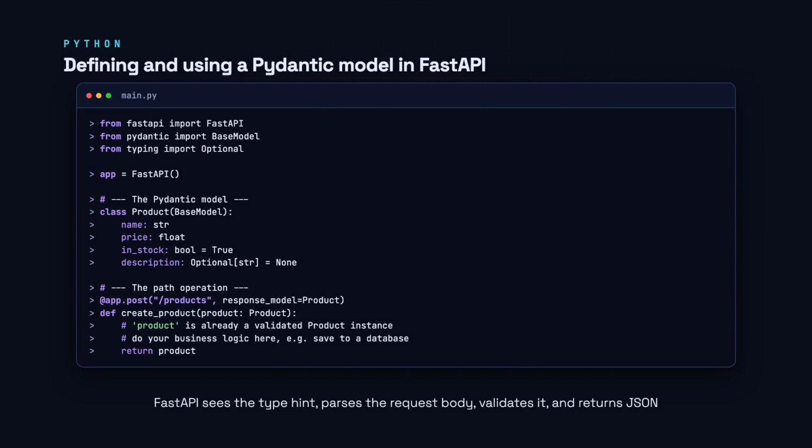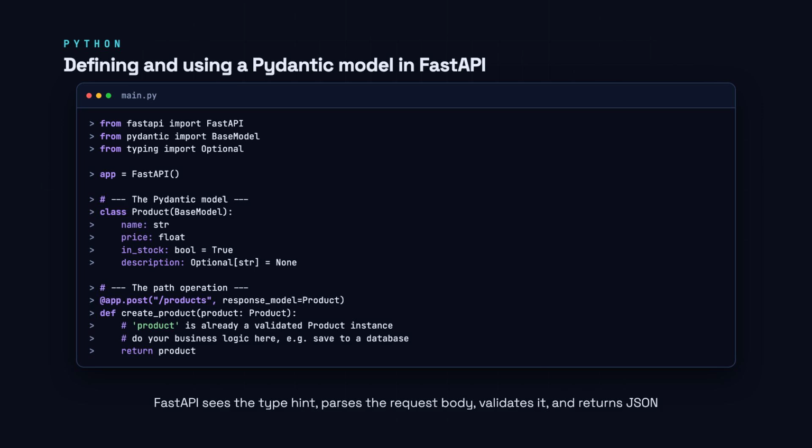The Product class declares four fields. Name must be a string, price must be a float, in_stock defaults to true if the caller omits it, and description is an optional string that defaults to None. In the path operation decorated with @app.post, we declare the parameter product with the type hint Product. That single hint tells FastAPI to read the request body as JSON and deserialize it into a Product instance.